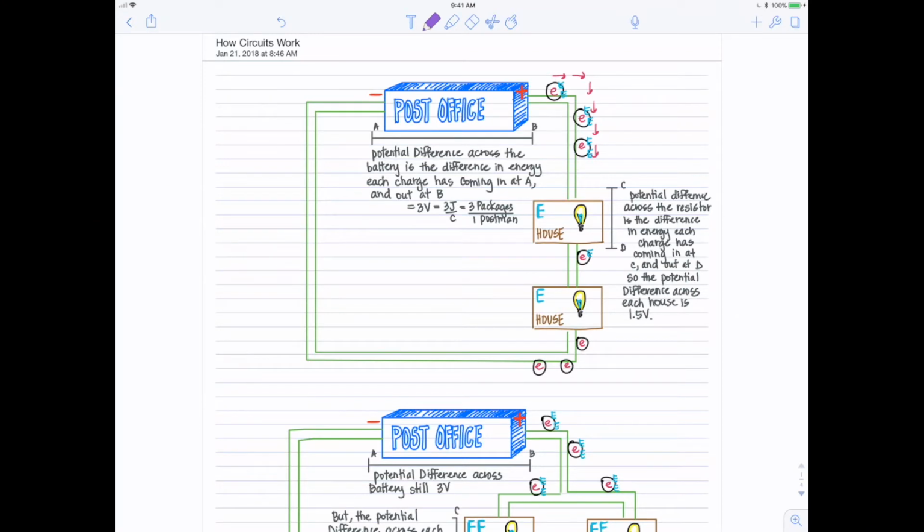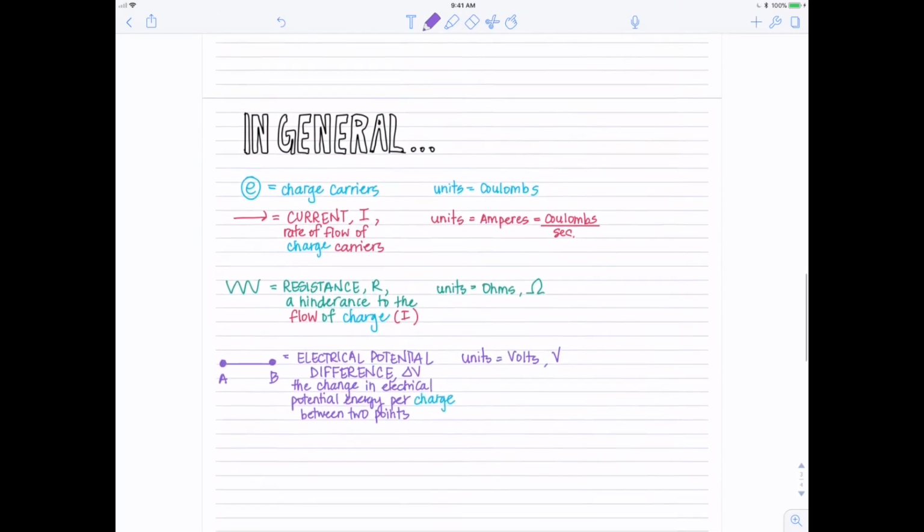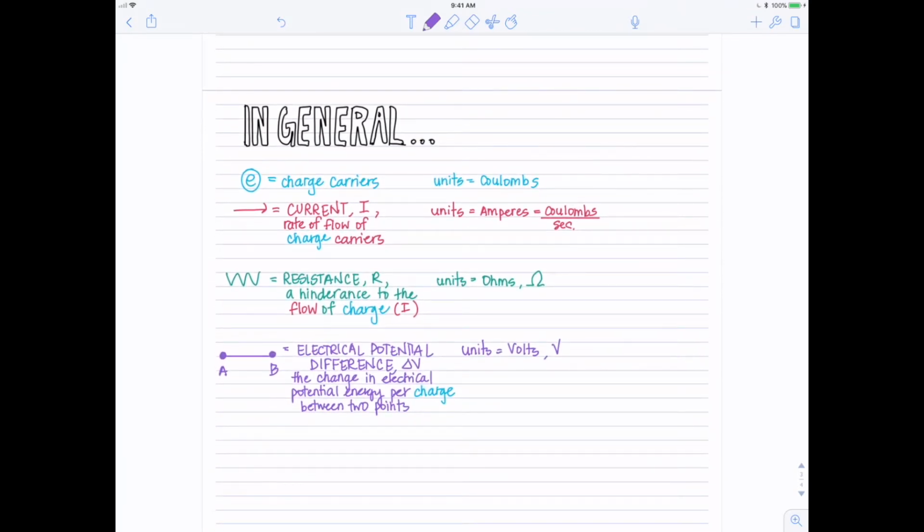Thanks for tuning in. Let's take a little bit of time to review our analogy that we've been using for circuits. So just in general, at the bottom of our post office document here, we've got some general key terms and colors for you guys to identify some prominent terms that we'll be using.